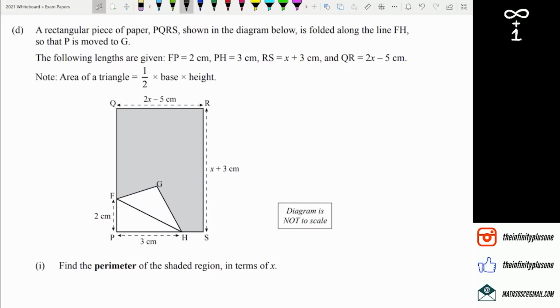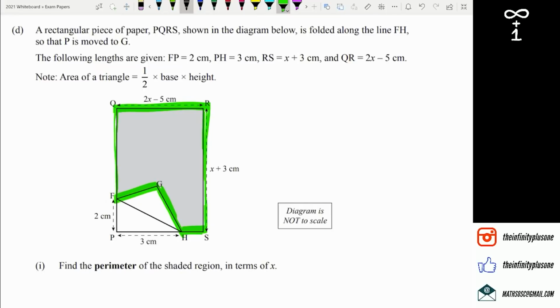All right, so what we've got here is a rectangle of paper folded along the line FH. Point P moves to G, and so on. The following lengths are given: FP is 2, PH is 3. Find the perimeter of the shaded region in terms of x. Oh, that's not very nice. So they want the perimeter of the shaded region. So basically what we're looking at is this line plus this line plus this part here, and this part there. So that's what they're looking for.